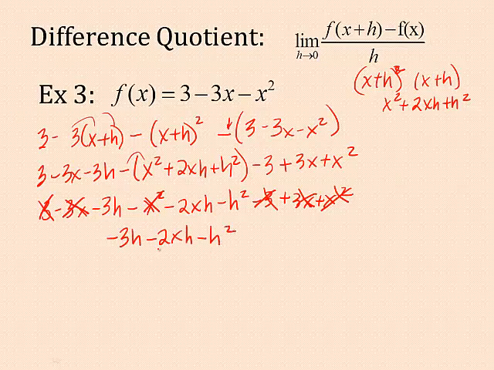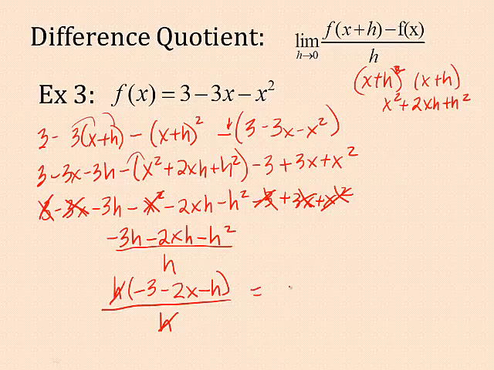Alright, well, hopefully you recognize that you can take an h out of each term, right? Because ultimately, remember, you're dividing by h, and if we can cancel that h out, life becomes simpler. So let's do that. Let's take an h out of the top terms. That leaves me with negative 3 minus 2x minus h, all of that over h. These cancel. So now I need to finish with the limit as h approaches 0 of negative 3 minus 2x minus h. If I plug in a 0 for h, I'm left with this guy right here. So my answer is negative 3 minus 2x.